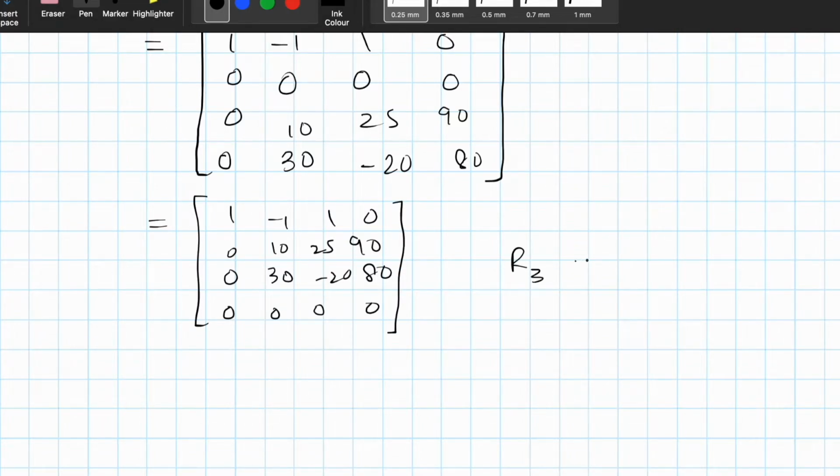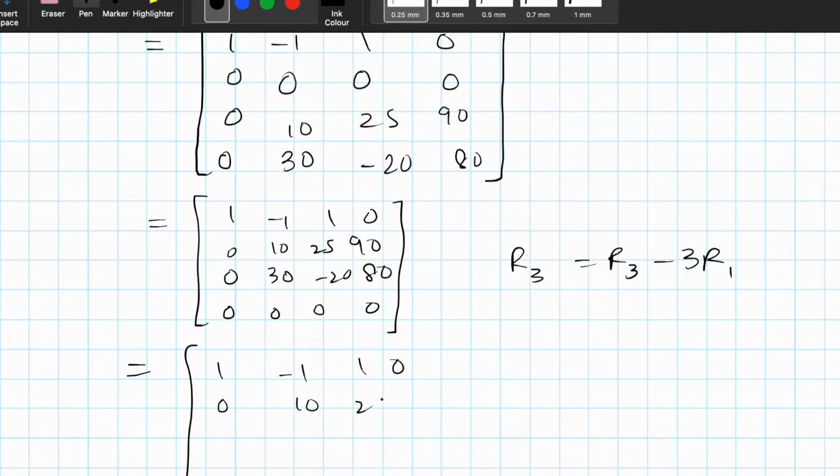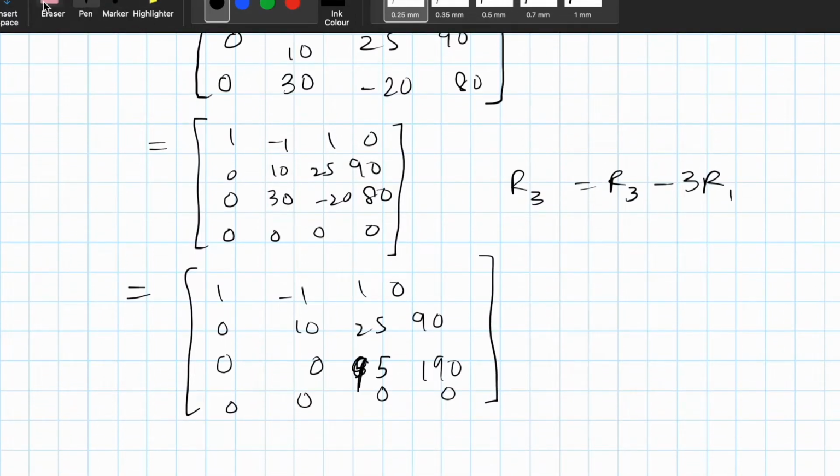So we write row 3 as row 3 minus 3 times row 1. Let's see what happens. 1, minus 1, 1, 0, 0, 10, 25, 90. Subtract 3 times, this becomes 0, 75, this actually becomes 55, or no, wait, this becomes 95 actually. This becomes 95, this becomes 80 minus 270, so that is minus 190. This is it, right? Now, as you can see, this is clearly in row echelon form, isn't it? This is in row echelon form.